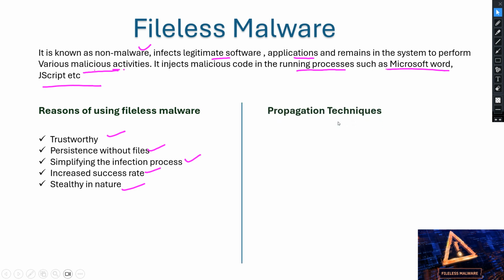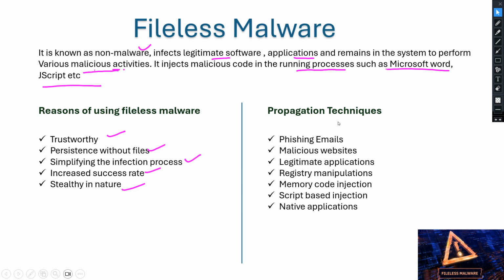Let's talk about the propagation techniques. Propagation techniques would be through phishing emails, malicious websites, legitimate applications, registry manipulations, memory code injection, script-based injection, native applications. So these are all the techniques through which this fileless malware can propagate.